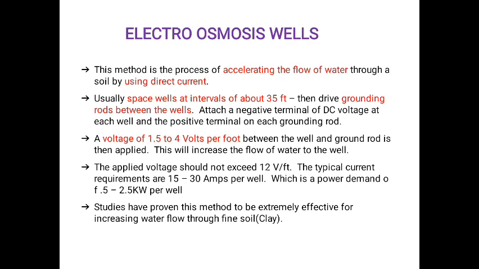We are discussing now the electro-osmotic wells. This method is a process of accelerating the flow of water through the soil by using direct current. Usually space wells at intervals of about 35 feet, then drive grounding rods between the wells. Attach the negative terminal of the DC voltage to each well and the positive terminal to each grounding rod. A voltage of 1.5 to 4 volts per foot between the well and ground rod is then applied. This will increase the flow of water to the well.